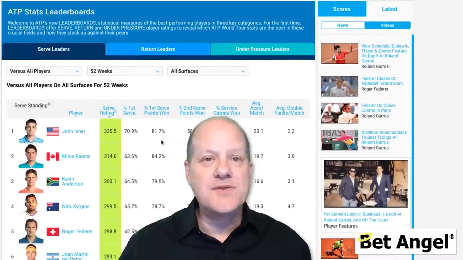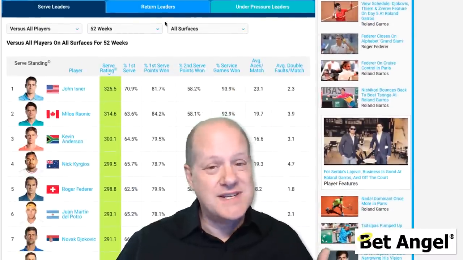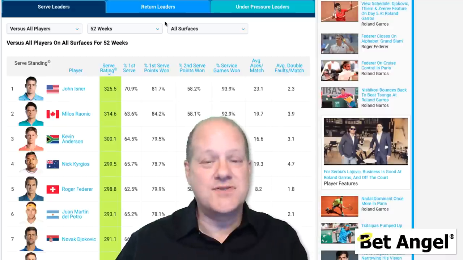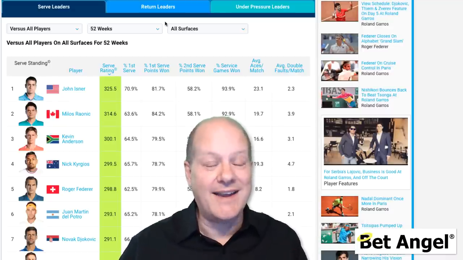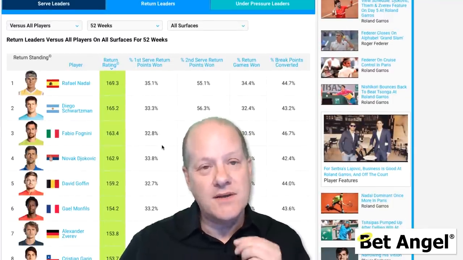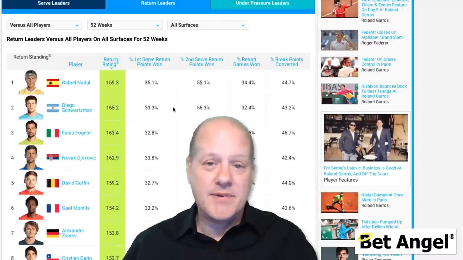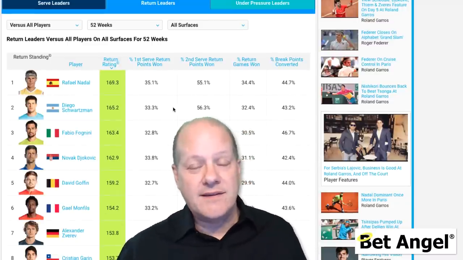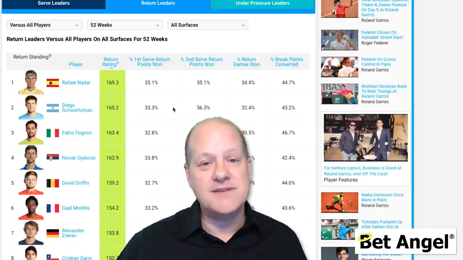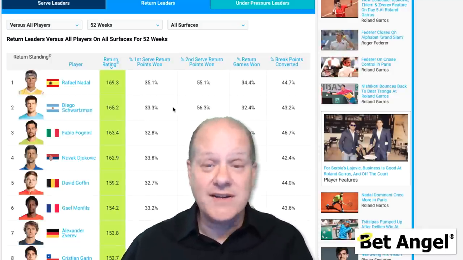So those are all of the serve leaders, they call them. But we can also look, because obviously tennis involves striking a ball and then somebody playing it back, at the return leaders as well. So the return leaders are basically, the first serve, a player steps up, he serves the ball, and then the guy tries to get it back. So these are the percentages of how effective players are at returning serve.